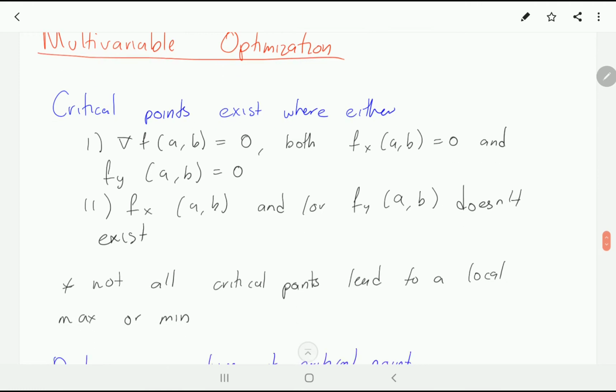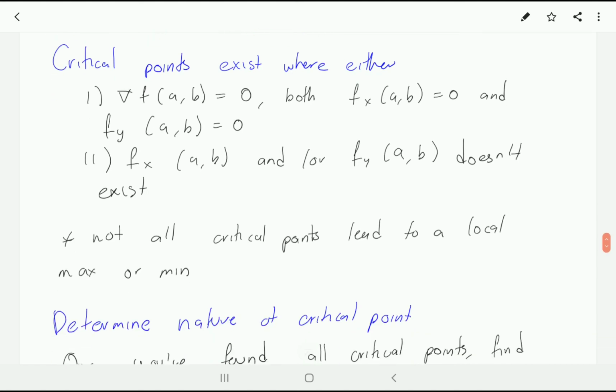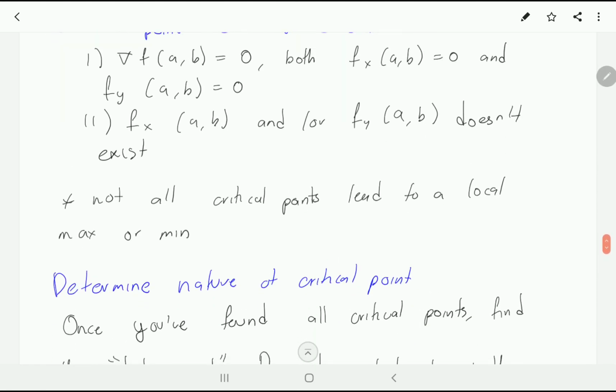Multivariable optimization. The main thing is to find critical points, and they exist when either both fx equals 0 and fy equals 0, or the gradient equals 0, or where they do not exist. An important note is that not all critical points lead to local maxes or minimums.